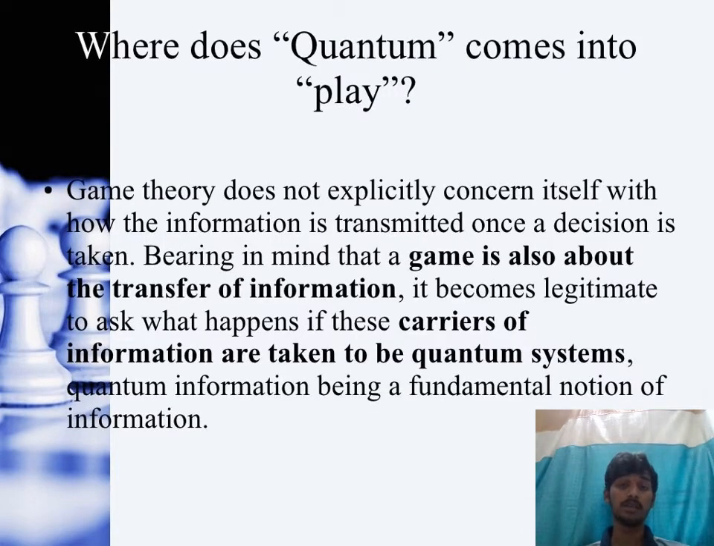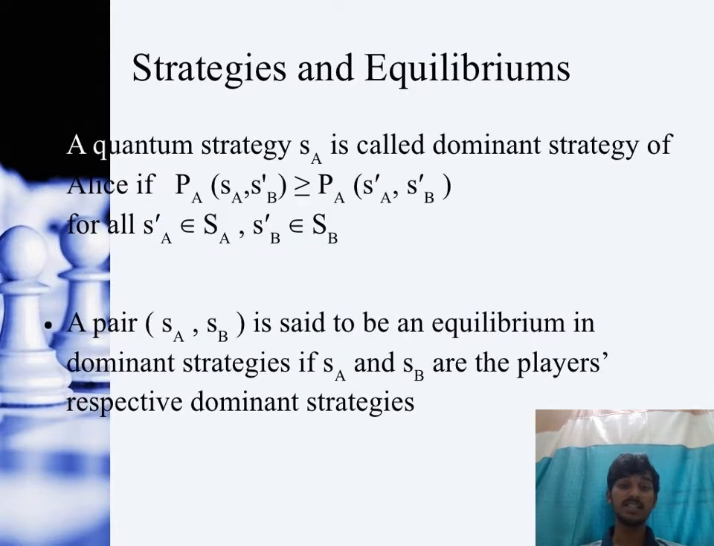So now where does quantum come into play in the game? Game theory does not explicitly concern itself with how the information is transmitted once the decision is taken, bearing in mind that a game is also about transferring of information. It becomes legitimate to ask what happens if these carriers of information are taken to be quantum systems. Quantum information, being a fundamental notion of information, can help game theory improve very much.